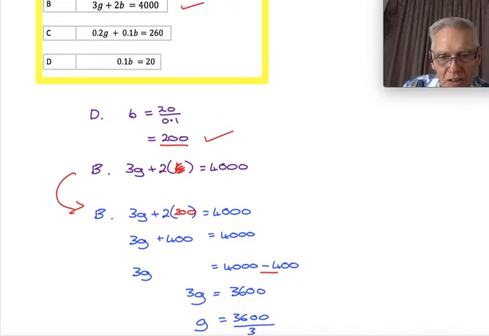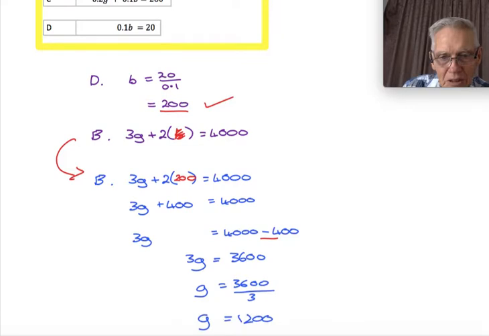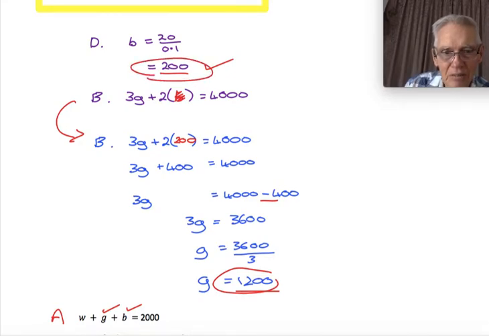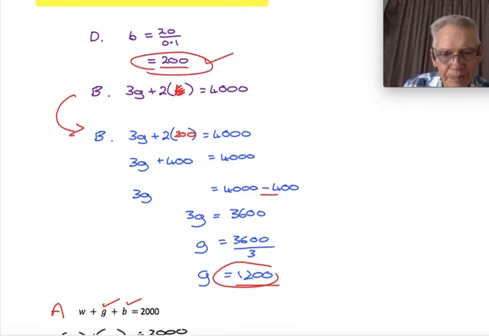I divide it to the other side, and that gives me 1,200. So there's G. Then I take equation A in my fixed box and I write it out. So there's equation A. That's from the box. And then I replace G and B with numbers. G is 1,200 and B is 200.